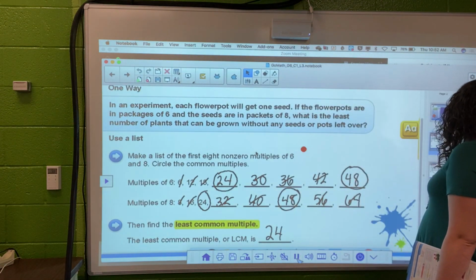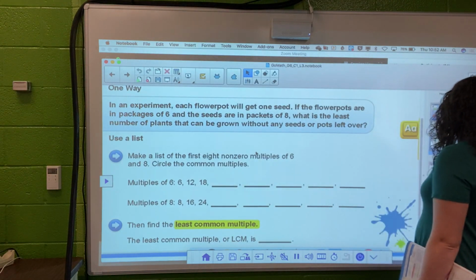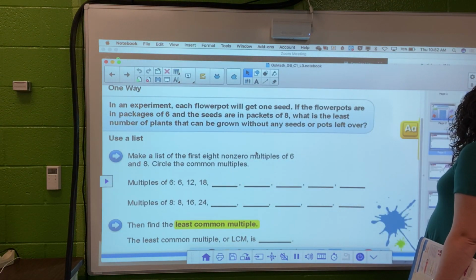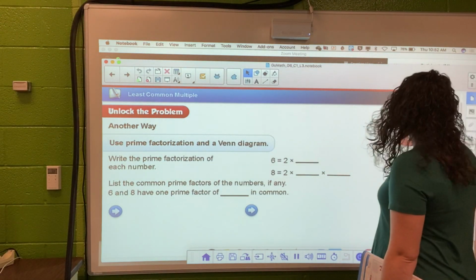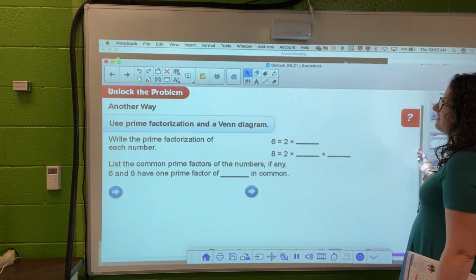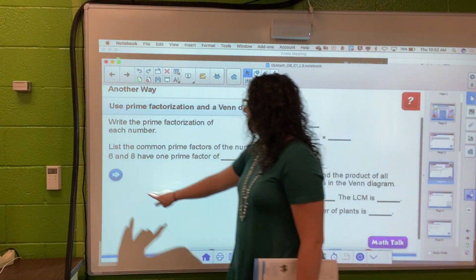So now we're going to look at another way that you can solve this problem. And I'm going to tell you, I don't love this second way. It makes sense, but it gets a little confusing because they want you to draw a Venn diagram.